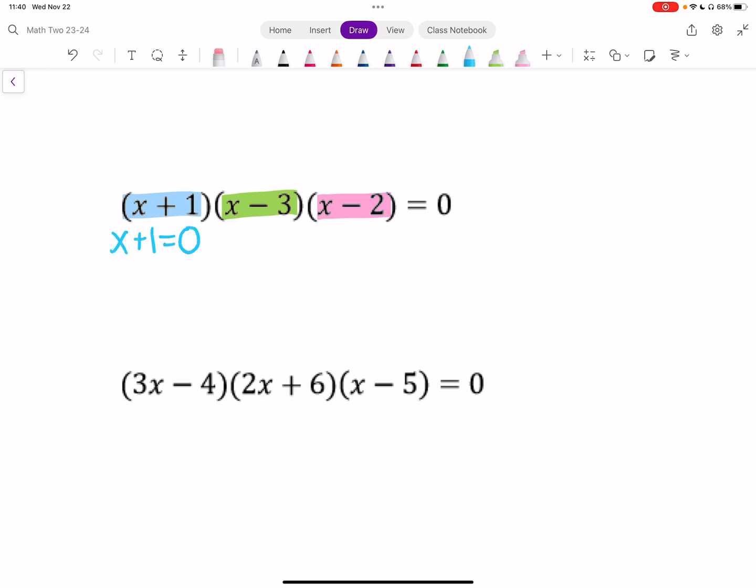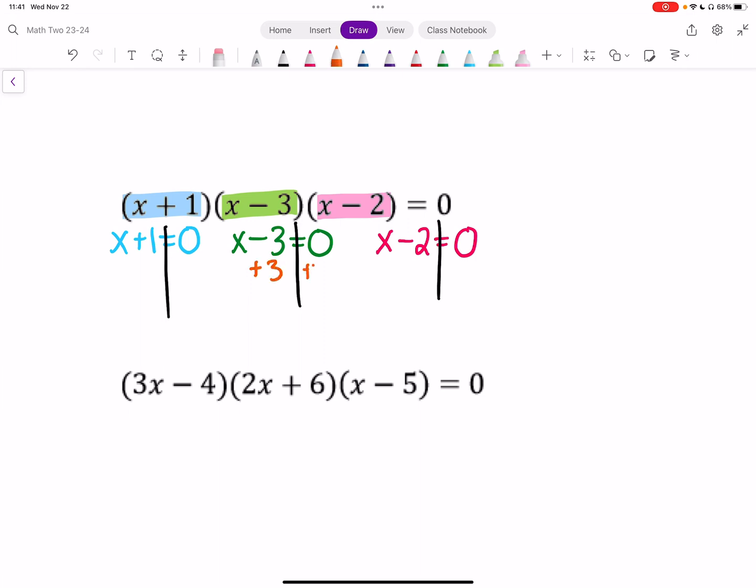The first will say x plus 1 equals 0. The second is x take away 3 equal to 0. And the final is x take away 2 equal to 0. Wow, we have 3 equations to solve. Thankfully, each of these are one step.